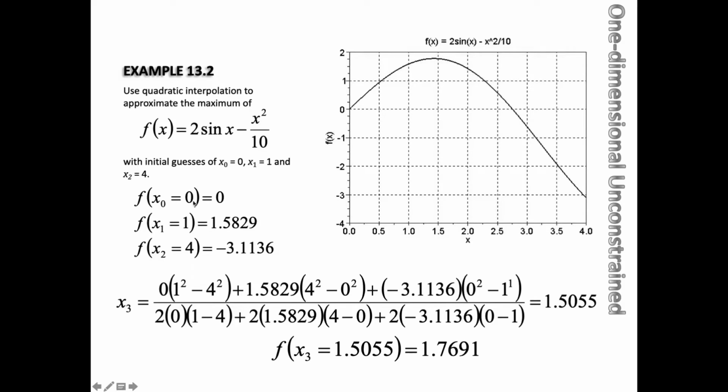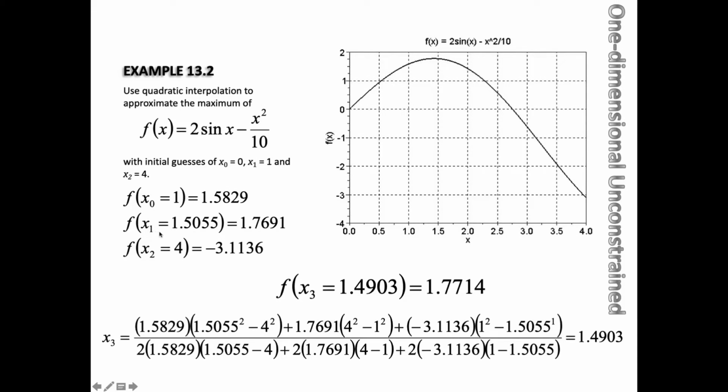At x0 equals 0, f of x0 is 0. At x1 equals 1, f of x1 is 1.5829. And at x2 equals 4, f of x2 is negative 3.1136. The only thing we need to do is to plug in all these values in this equation in order to get the value x3. The next thing that you need to do is to replace x1 with x3.